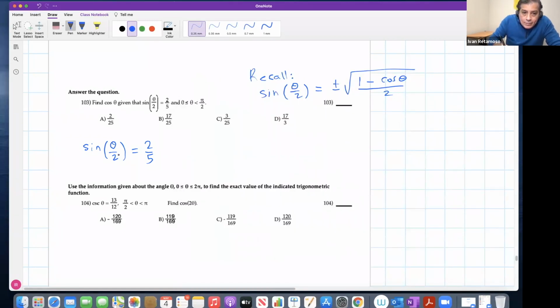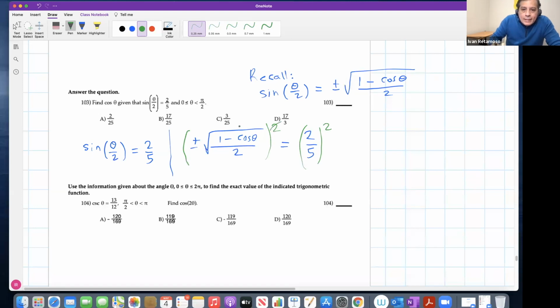All right. But now when you replace this guy with this guy, what you're gonna get is the following: plus and minus the square root of 1 minus cosine of theta over 2, equal to 2/5. I want to get rid of this plus minus business. Remember what we did in class? We decided to square both sides, right? A squaring will take care of the radical part, but also the plus minus will go away. What is going to be left is just the inside of the radical, 1 minus cosine of theta over 2.